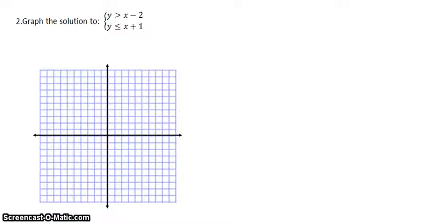Oops, went down too far. Okay, so I have y is greater than x minus 2. So I'm going to start at a negative 2, and then my slope is a 1, or a 1 over 1, so I'll go up 1 over 1. This is going to be a dashed line because it doesn't have the equal to.